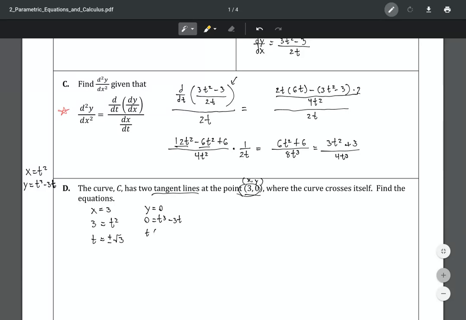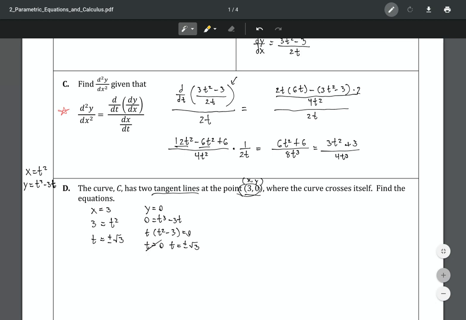So I'm going to factor out a t. So this is going to be t times t squared minus 3, which really is going to give me the same thing. I would have 0 and I would have plus or minus the square root of 3. But notice that the 0 really doesn't matter because at t is equal to 0, nothing's happening.